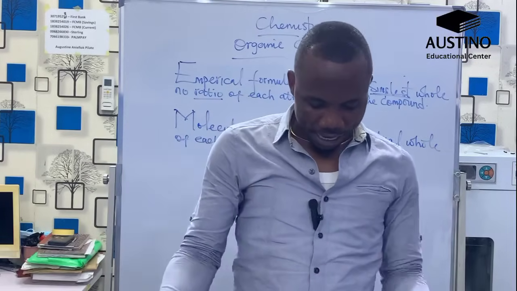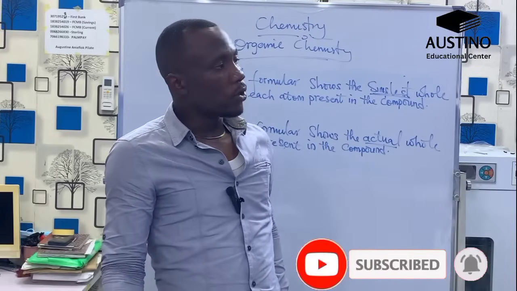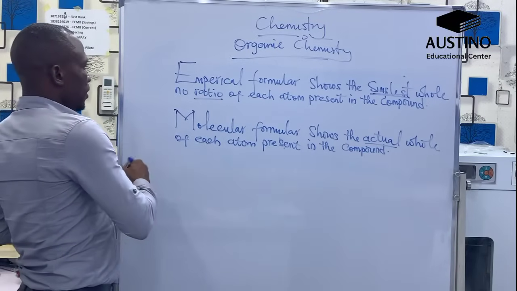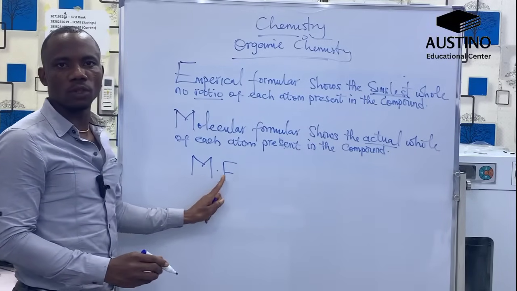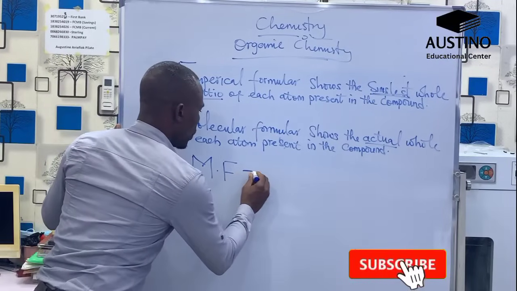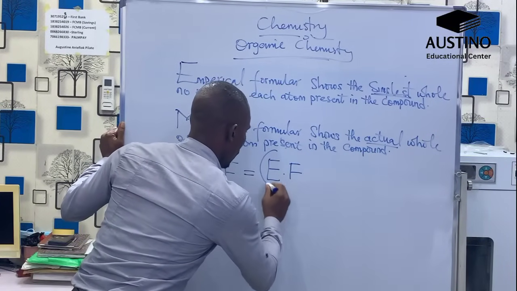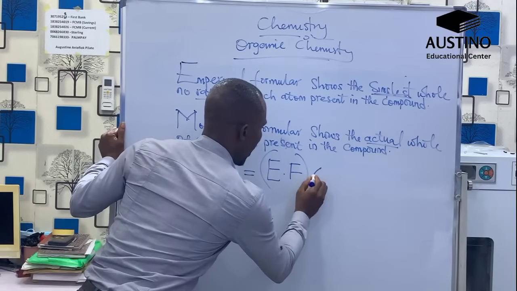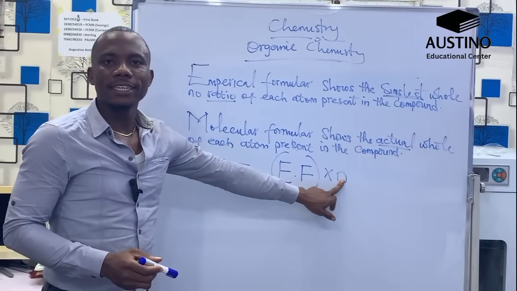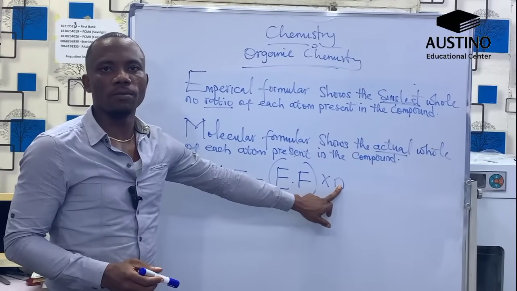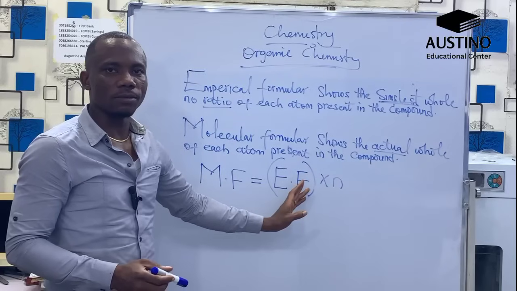And so we can mathematically, by way of calculation, say that the molecular formula, M.F, can be equal to the empirical formula multiplied by n, where n is the number of atoms.